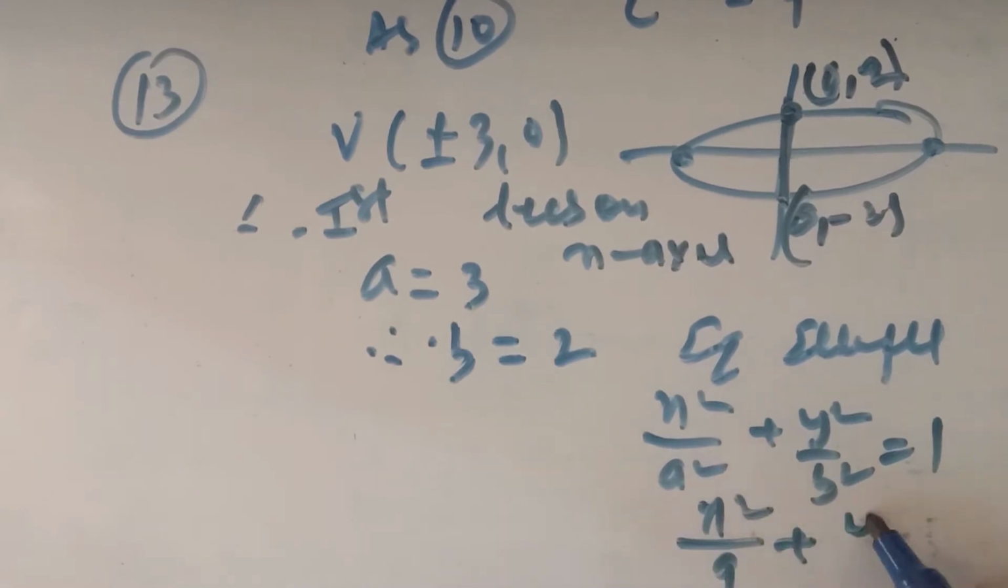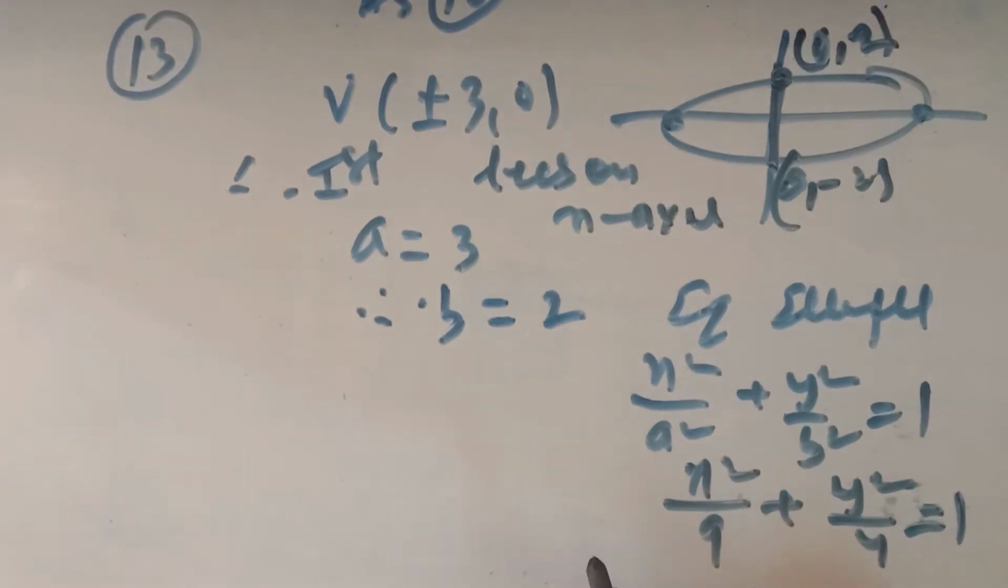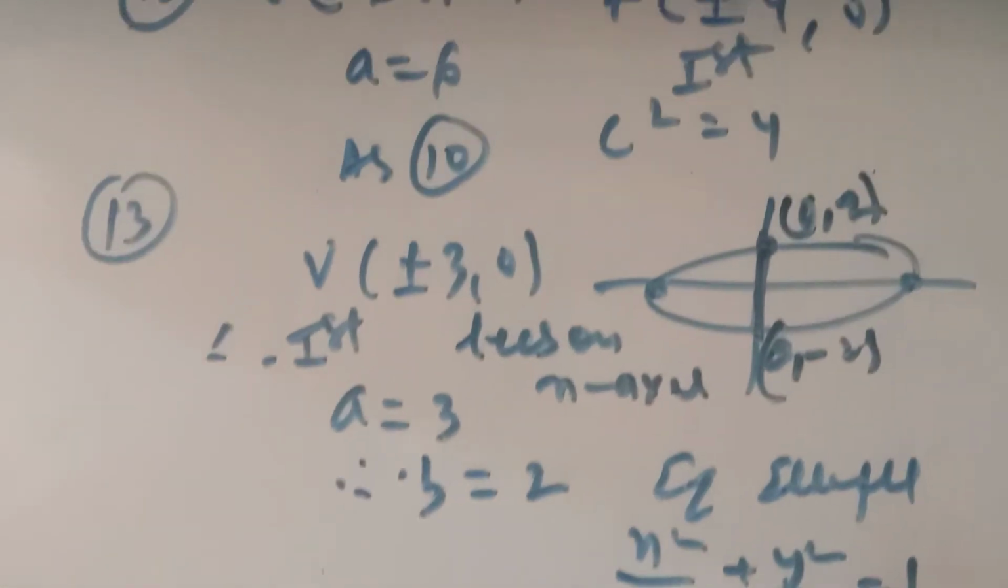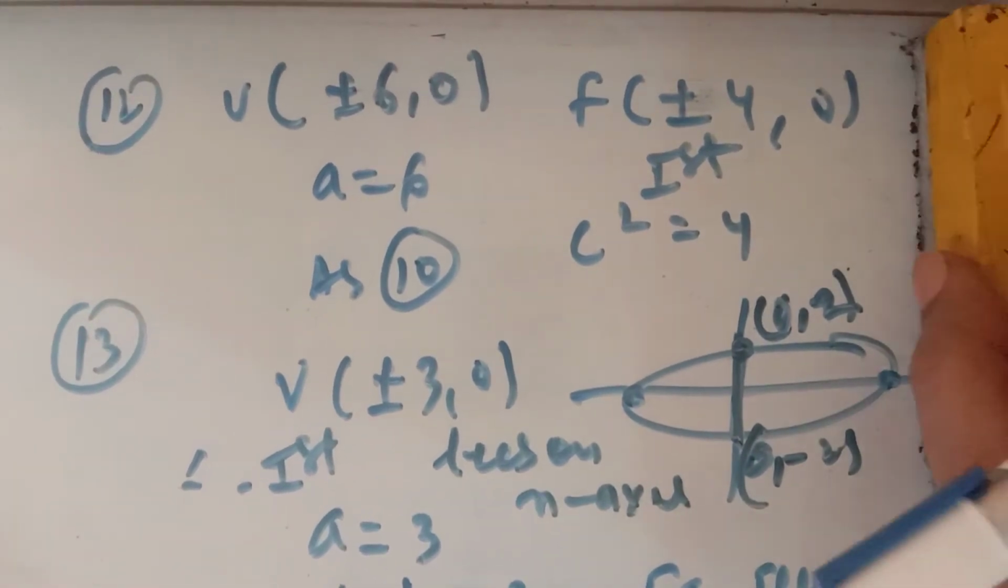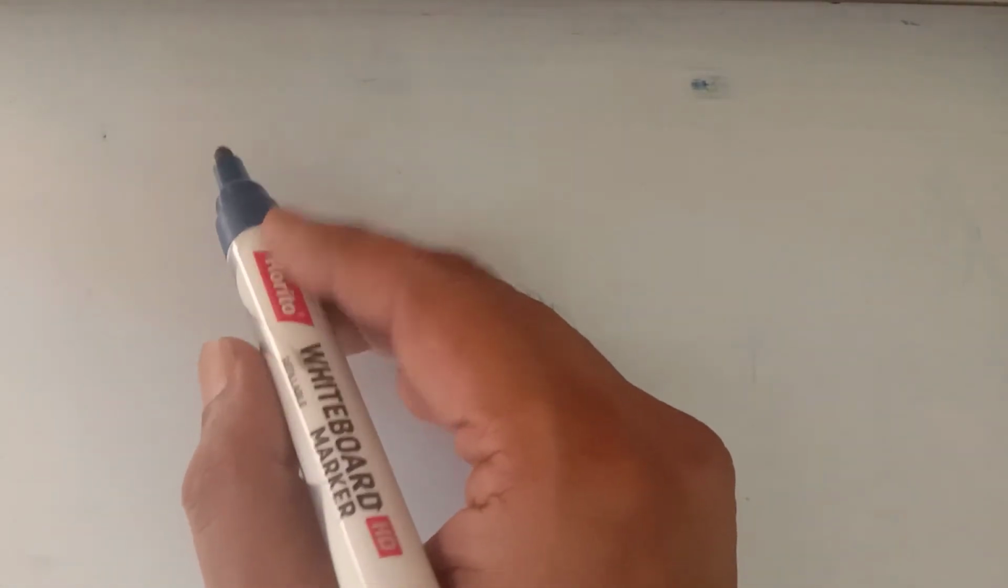So x square upon 9 plus y square upon 4 is equal to 1, because it is given that its major axis lies on the x-axis, because the y coordinate is 0. When the major axis lies on the x-axis, the y coordinate will be 0. So we directly get the values of a and b, and we put the values of a and b in the equation of the ellipse to get the equation of the ellipse.